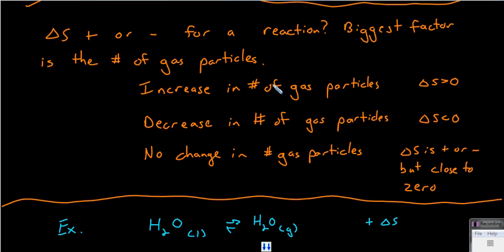Oftentimes you'll need to predict how a reaction might affect the entropy. So is the change in entropy positive or negative for a given reaction? Now the biggest factor is the number of gas particles. If you increase the number of gas particles, you'll increase the entropy of all of your particles during that reaction. If you decrease the number of gas particles during that reaction, you'll decrease the entropy. You'll have a negative delta S. And if there's no change in the number of gas particles, then that change in entropy is going to be pretty small, positive or negative, but that value is going to be pretty close to zero, comparatively.